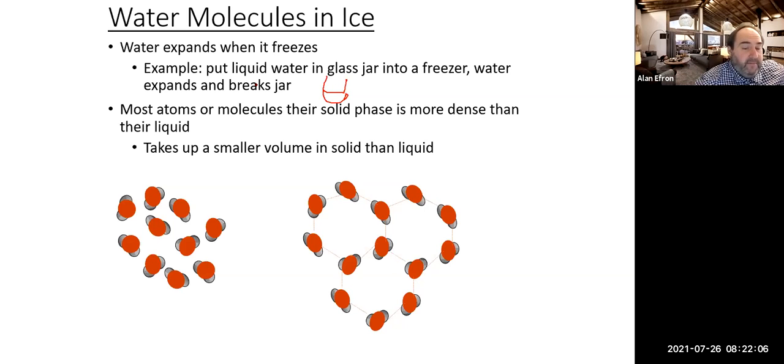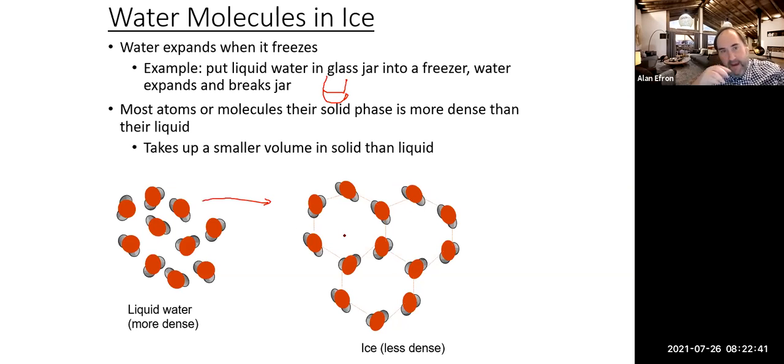Again, as we talked about, most molecules in their solid phase are more dense than in the liquid phase. And that's a very different thing that we see with water. On the left is liquid water, and in liquid water the molecules are close to each other. They have a lot more room for movement. But as they continue to freeze, these molecules start to arrange themselves in a way that's beneficial, with the positive side of one molecule near the negative side of another. Remember that when things come together with these intermolecular forces, what they really try to do is maximize the attractive forces and minimize the repulsive forces.